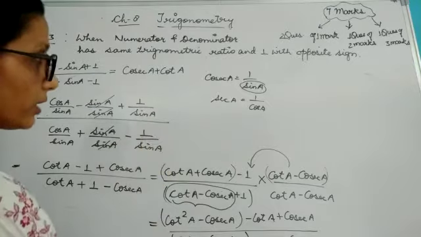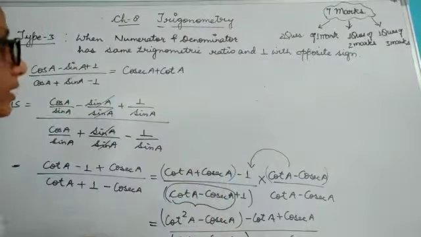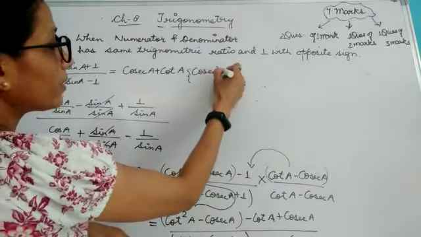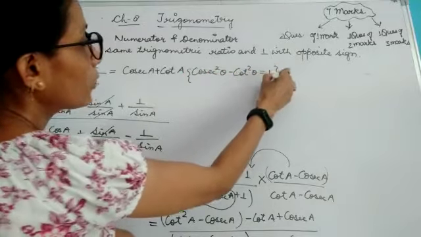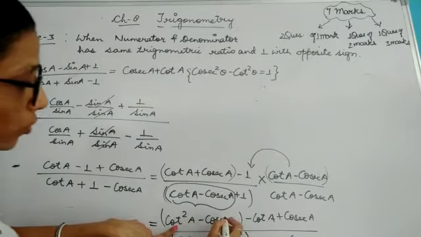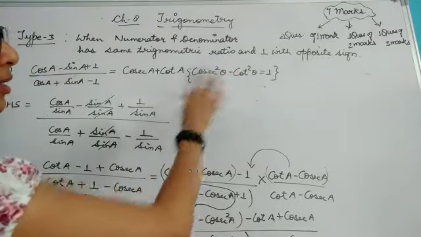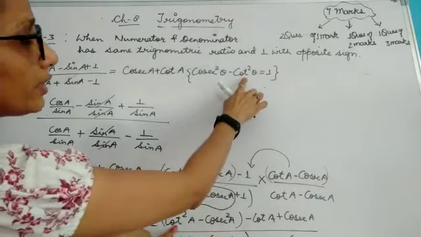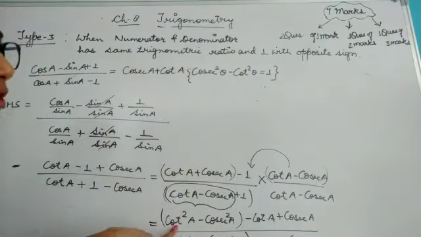Now you know an identity. What is your identity? You know cosec square theta minus cot square theta equal to 1. But here you are getting it as cot square A minus cosec square A. That means you are just getting the reversed order. Cot square A is of plus sign, here it is of minus sign. Here cosec square A is of negative sign, but here it is of positive sign.